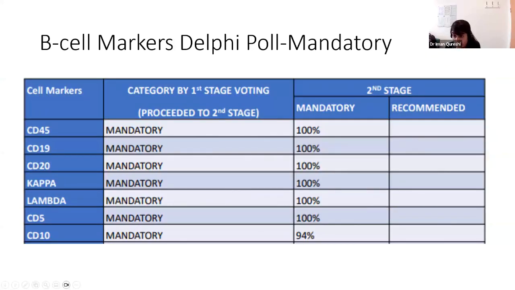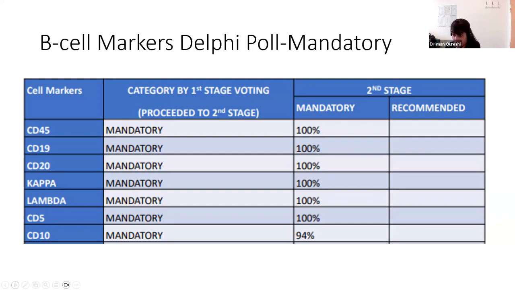So I'll leave the slide up for a little bit just so that you can see. We classified a cell marker as mandatory if greater than 75% of the labs voted it as mandatory. I don't think there are too many surprises in this. I think it's pretty obvious, and I think a lot of the labs will do this as part of their mandatory BLPD panel.